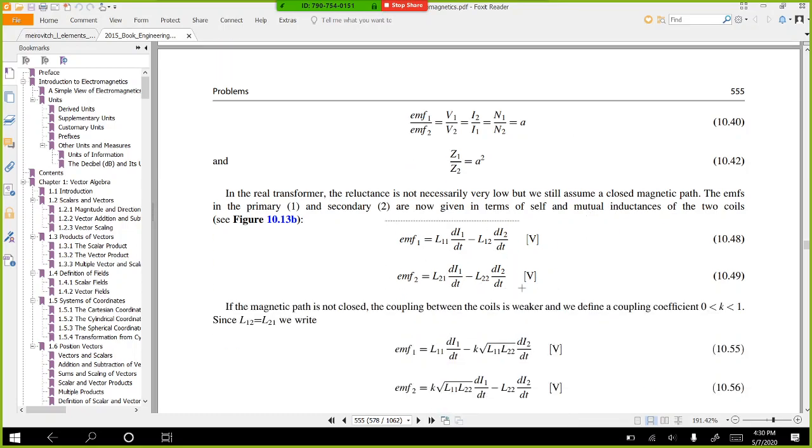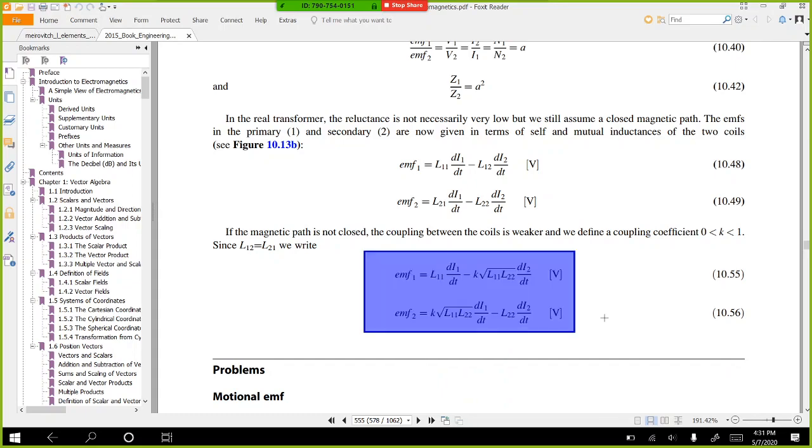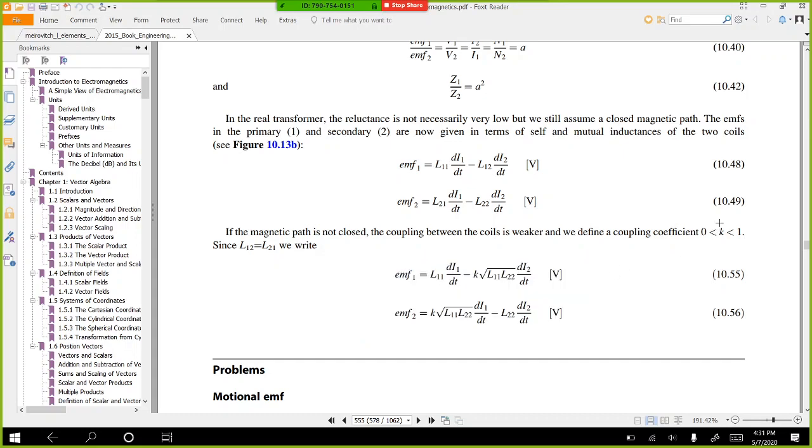Here are the equations for the real transformer with the finite magnetic permeability of the core, and this is the real transformer with flux linkage in the core, where K is defined as the coupling coefficient.